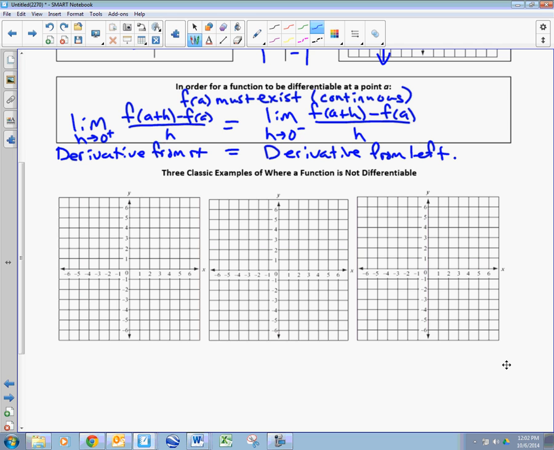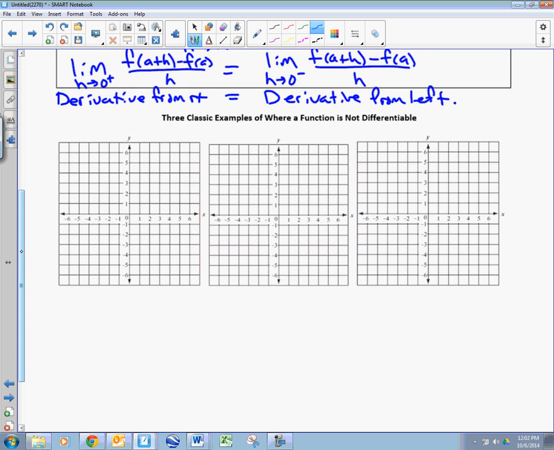So as soon as I give you some examples like, oh, well, yeah, we know how to do these, there are always examples that are trickier, and they don't always make sense. So here are 3 classic examples of where a function is not differentiable. Number one would be a corner. Anytime you have a corner or an endpoint, that causes issue and concern. So I'm going to sketch a graph that has a corner on it.